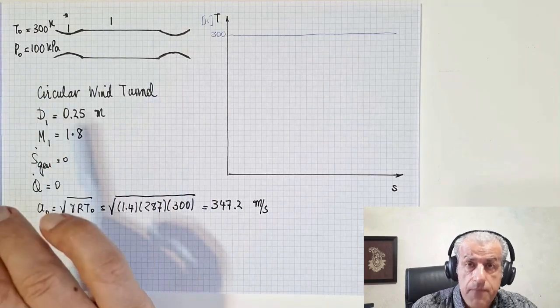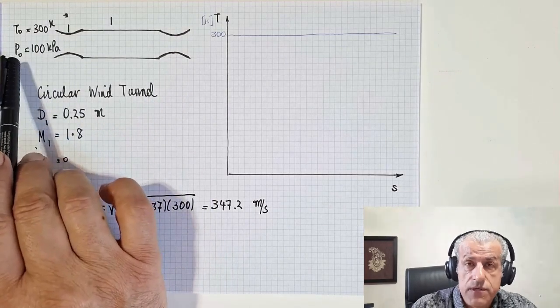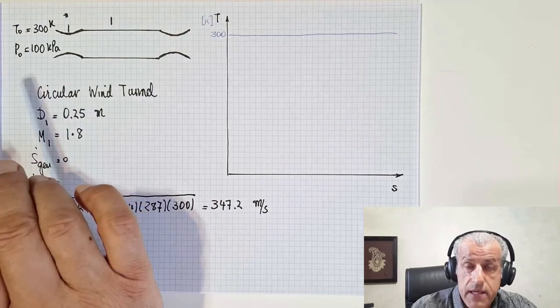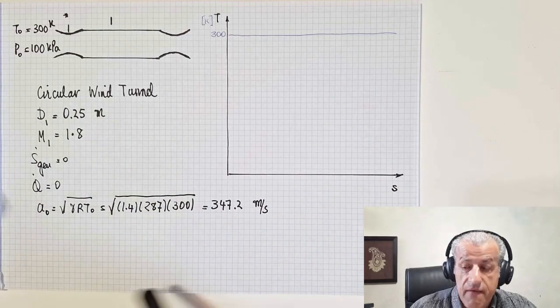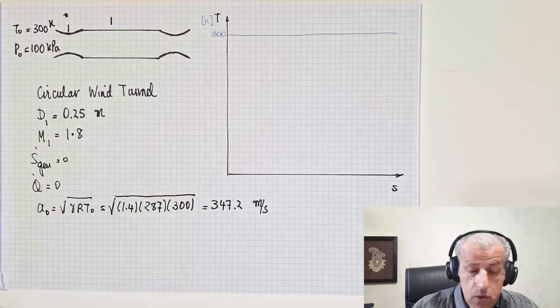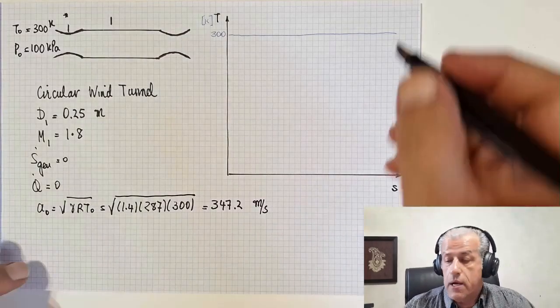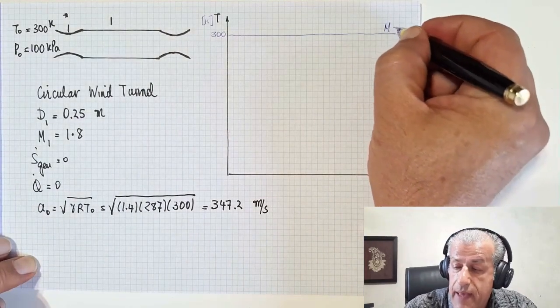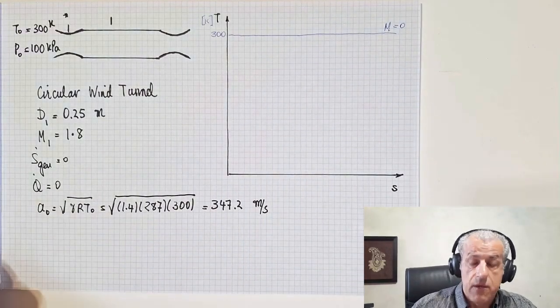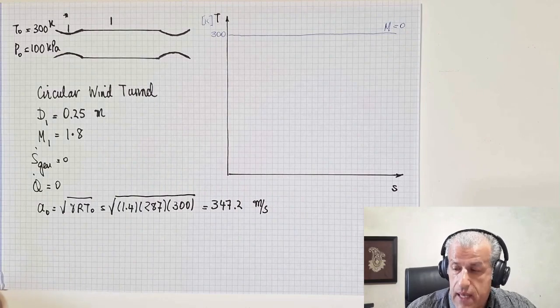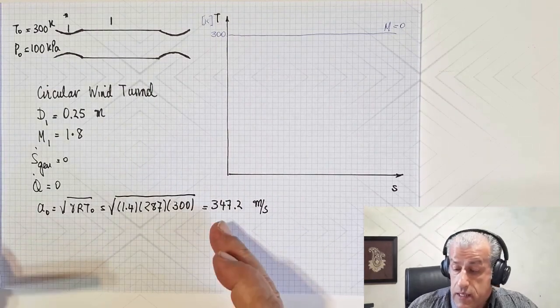Velocity is, of course, far from the entrance, v is 0, but a has this value. Therefore, what we could write here on our diagram is that the Mach number here is 0, since the Mach number is velocity over speed of sound, and the velocity of the air is 0, and therefore Mach number is 0.